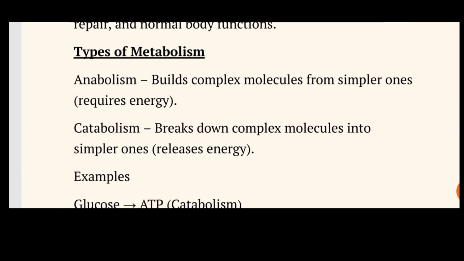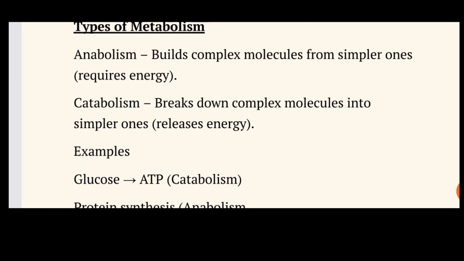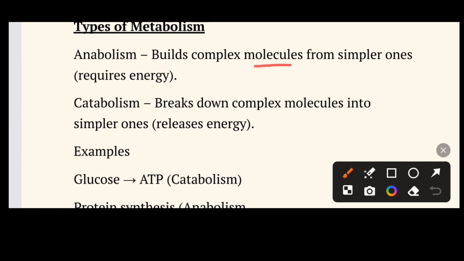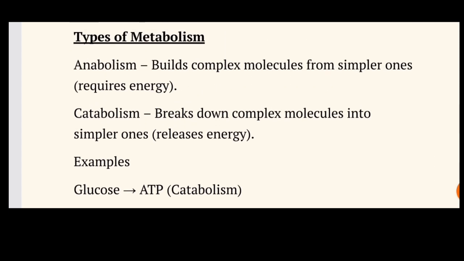I already told you there are two types of metabolism: anabolism and catabolism. What is anabolism and what is catabolism? Anabolism builds complex molecules from simpler ones. It means from a small molecule it builds a complex molecule. Catabolism means breaking down the complex molecule into simpler ones and releasing energy. In which form does the body release energy, anabolism or catabolism? You comment on this point.